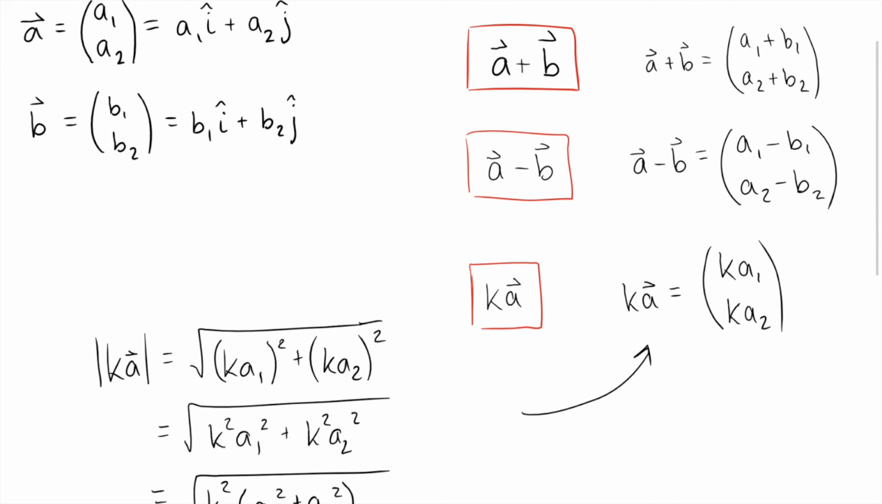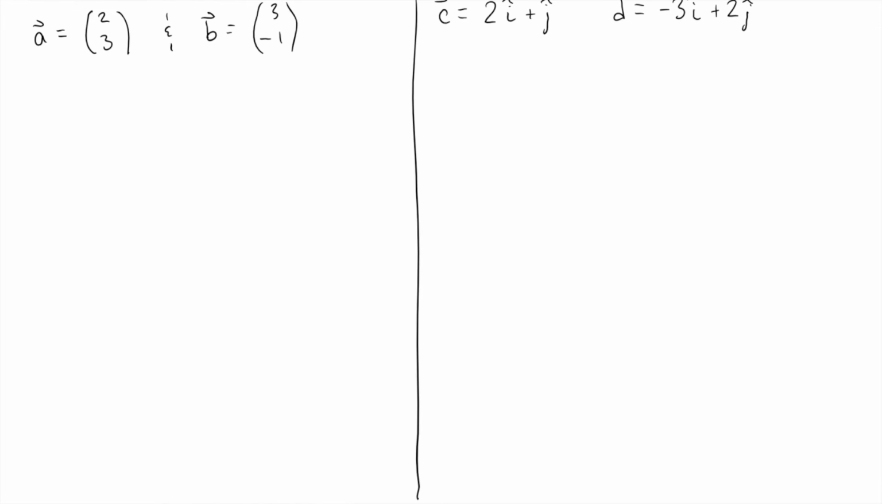And so then, as far as algebraic operations are concerned with vectors, I really just have to add the components if I'm adding, subtract them if I'm subtracting, multiply them if I'm multiplying. So let's look at some vectors and just work through an example. So let's say I have a vector a and b as I have given on the left. So vector a is (2, 3), vector b is (3, -1).